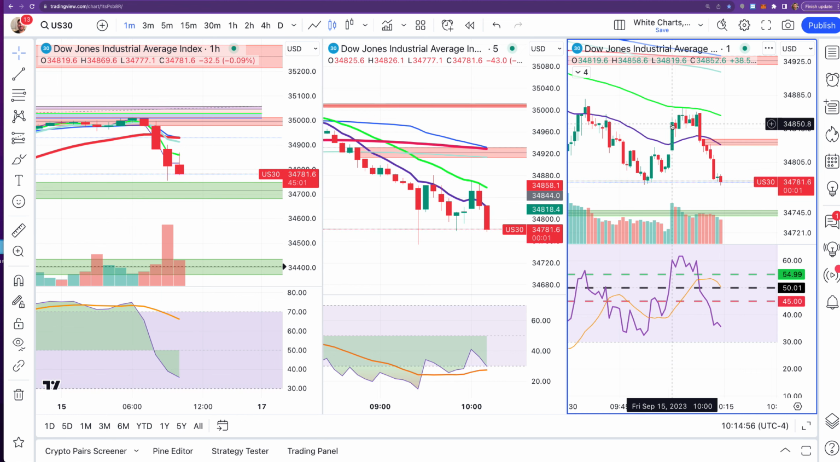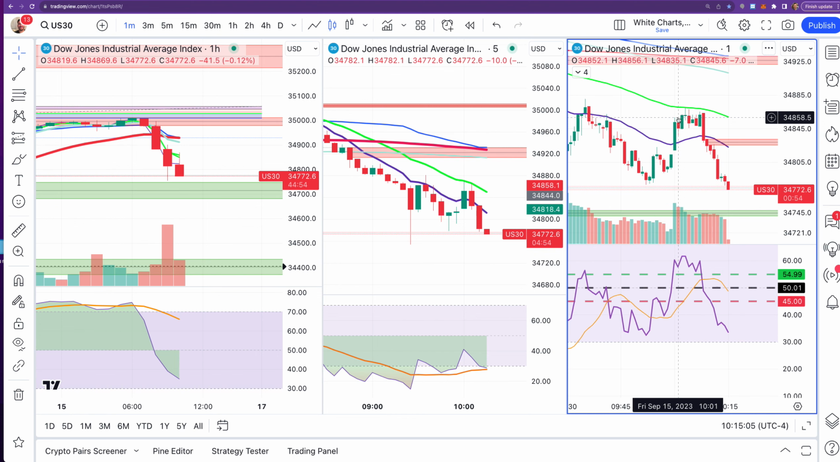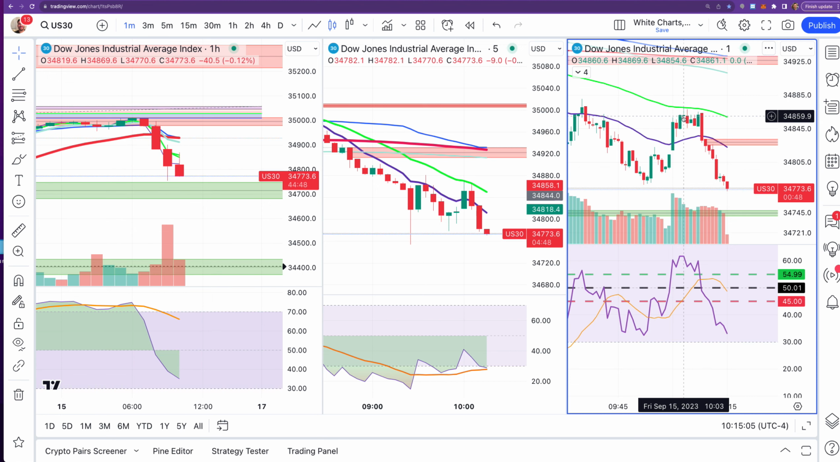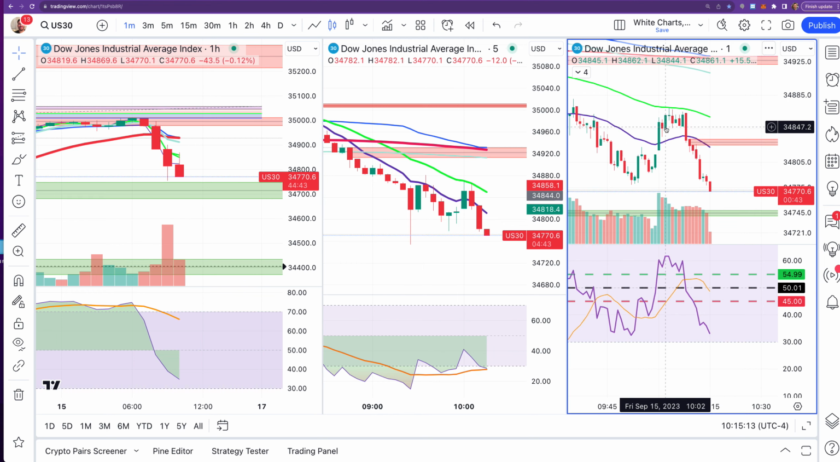And I took it up, and it just kind of got a little closer to it. Sometimes it won't quite hit it the first time around, so I just sold it right up here at 34,859. And I got like a 1.1 R. So it was a very quick trade. I was in and out in about 2 minutes.